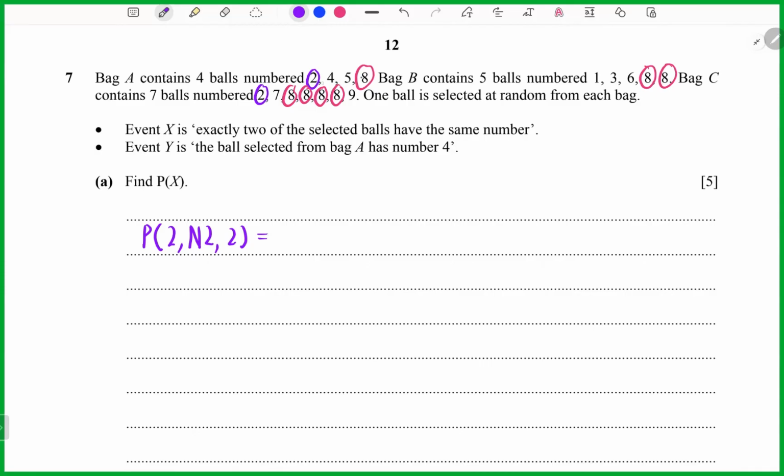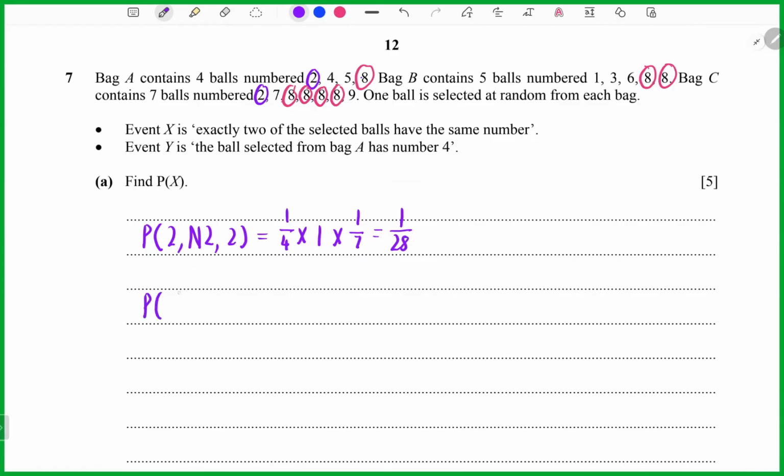Okay, this is 4 balls, right? You get the ball numbered 2. So actually it's 1 over 4, multiplied by 1, because actually it's sure. Whatever numbers you take, the probability is 1 for the same labels. Now we look at C. Here is actually 7, also 1. So now we will get 1 over 28.